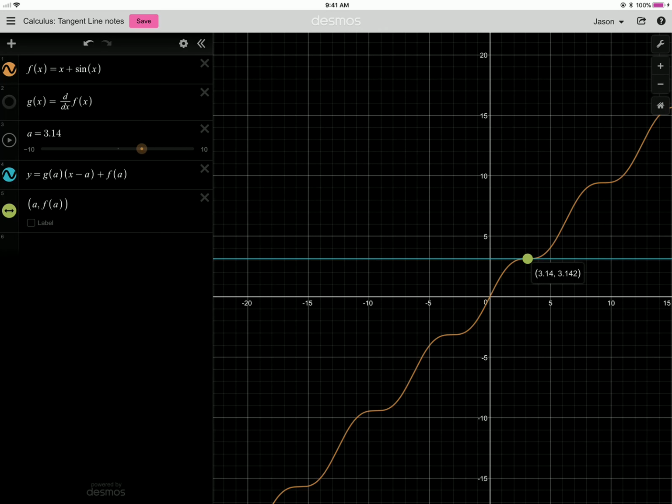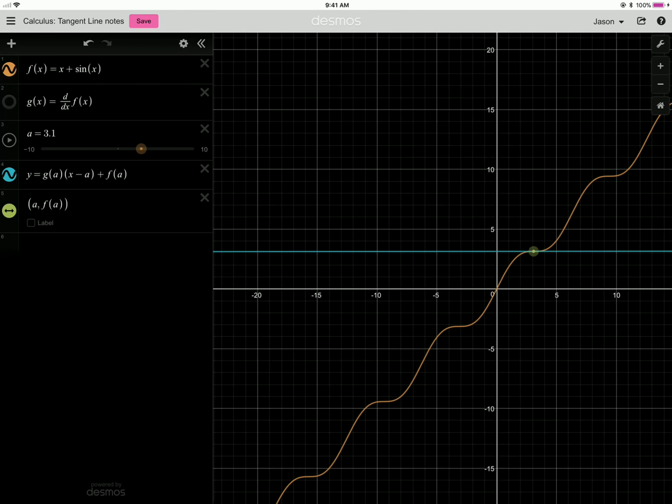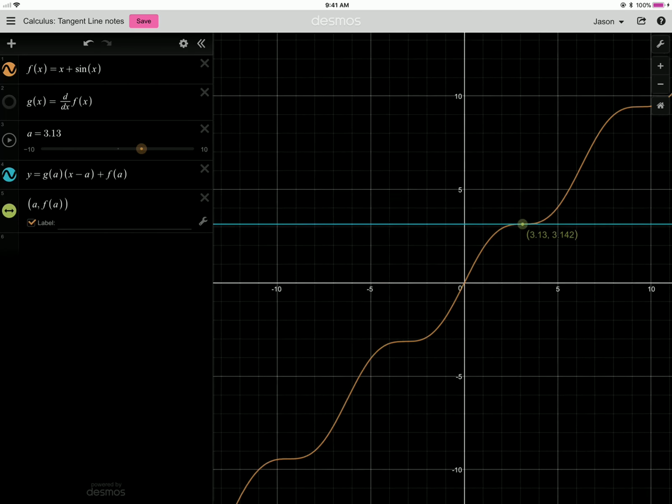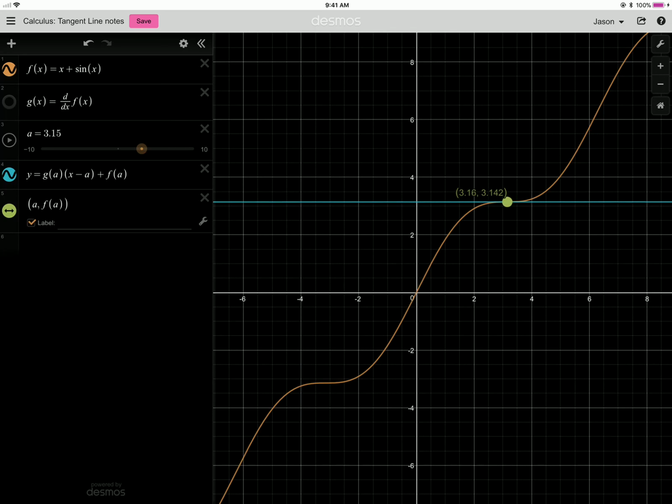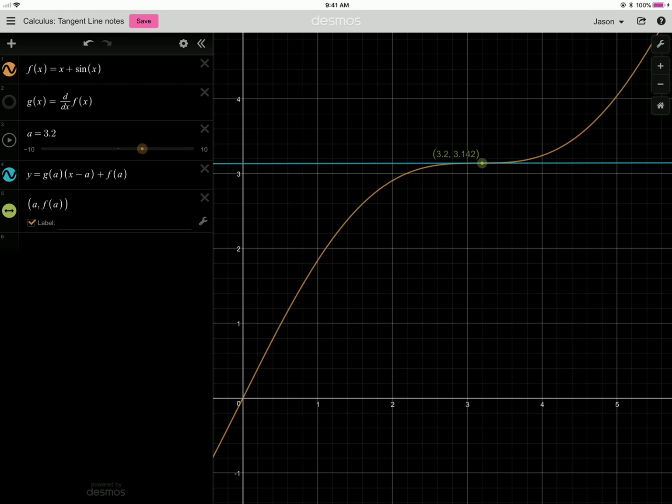3.14, can I get there? Stop. Oh, I had it. 3.14. I want to label that point. There we go. I'm just annoyed. I want to get that. I can't do it. Yes. No. Oh, I had it.